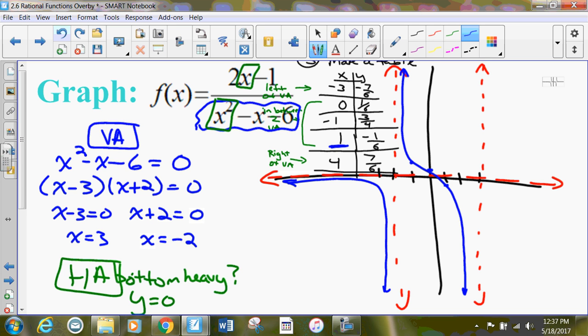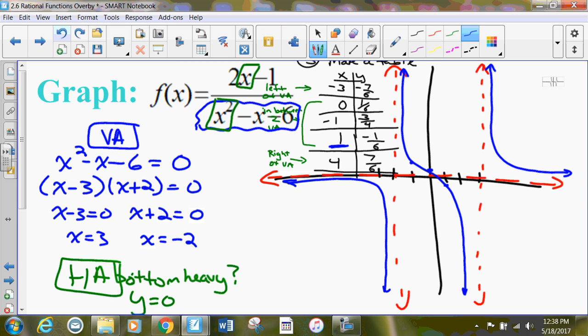And then finally, we have to see what's going on to the right of our last vertical asymptote. So I'm going to test what? 1, 2, 3. I'll test 4. Plug 4 in, I get 7/6. And that tells me, since 7/6 is positive, that I'm on this side of my horizontal asymptote.